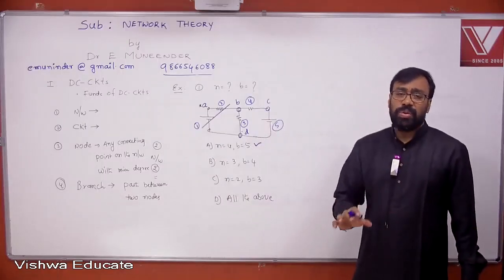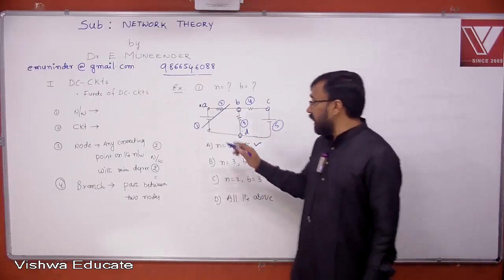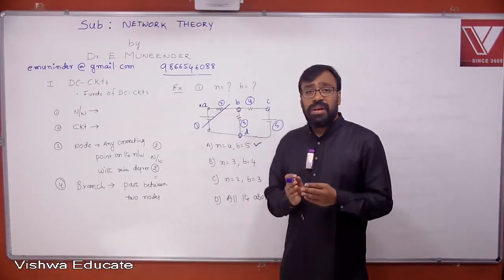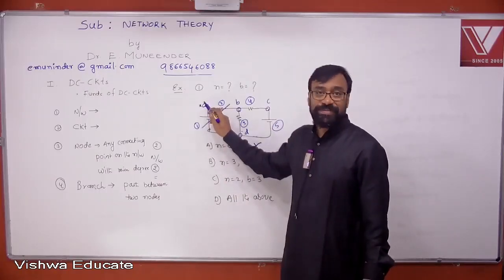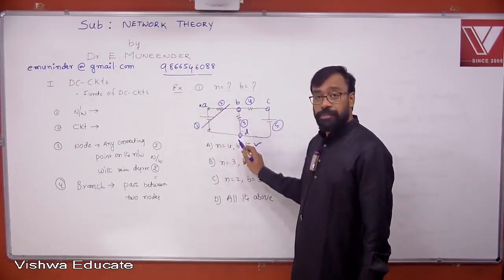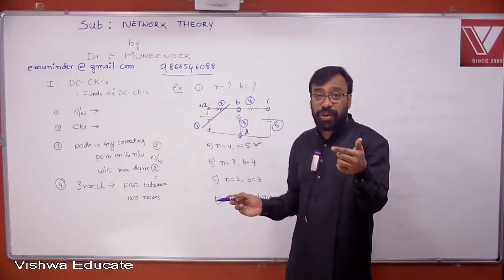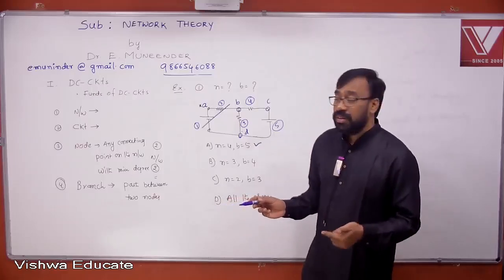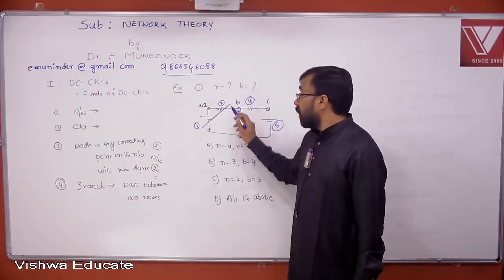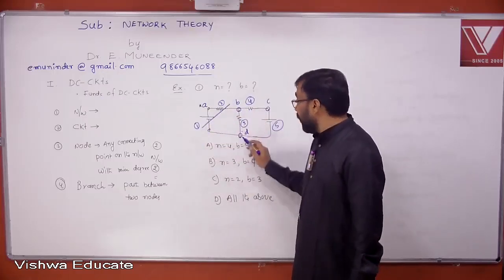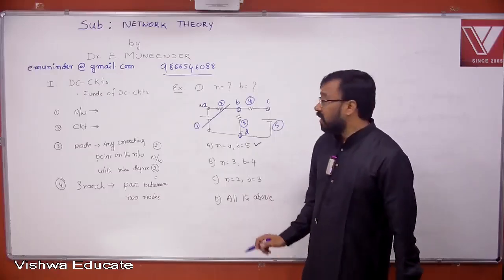Because the branch here is the path between 2 nodes. That path may have 1 element or 2 elements or a number of elements in series. Now, if I take this 1 and 2 as individual branches, then definitely node A comes into picture, because 1 is between AD, 2 is between AB. But 1 and 2 together are between BD. In such cases, node A does not come into picture.